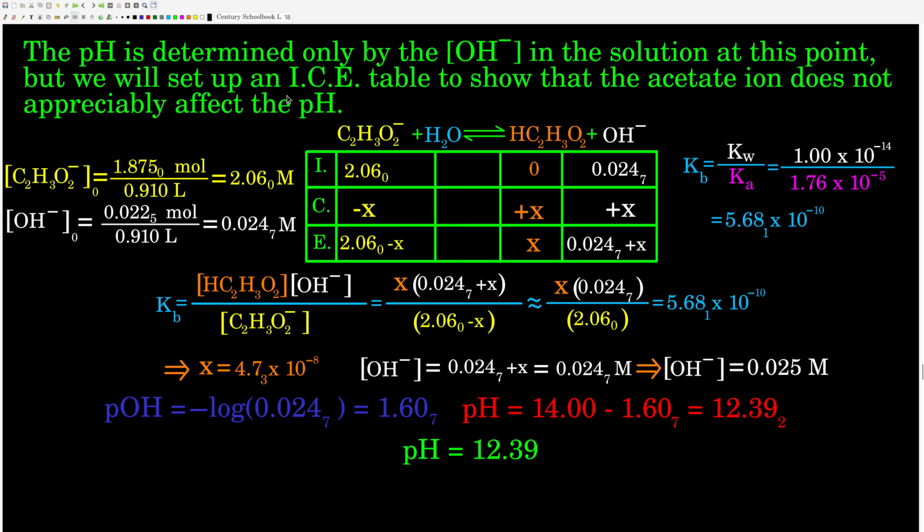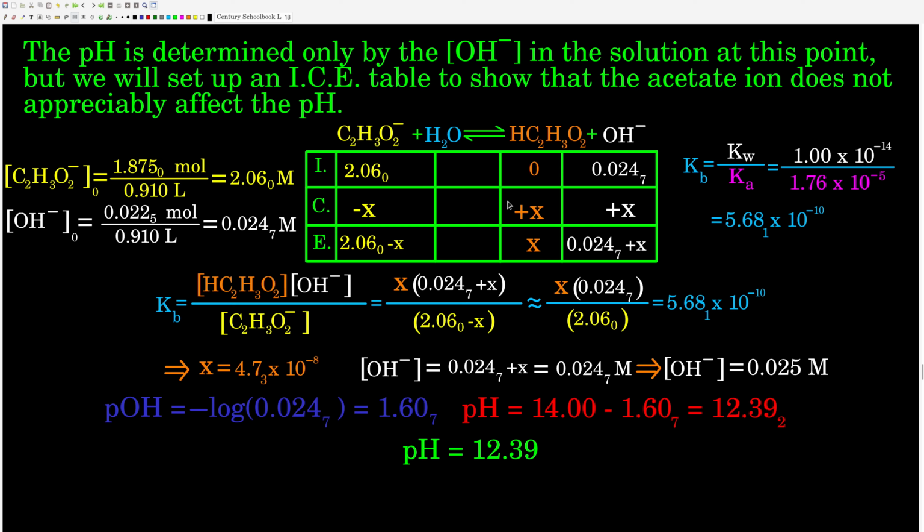But what I'm going to do here is go through the whole ICE table calculation and show you why you don't have to do this. So our initial concentration of acetate is the moles over the liters. We added 160 to 750, so 0.910 liters. So this many moles per liter. Hydroxide, this many moles that didn't react divided by the volume, that's our molarity. And at this point, before we reestablish equilibrium, we don't have any acetic acid. So 0. Q is 0.